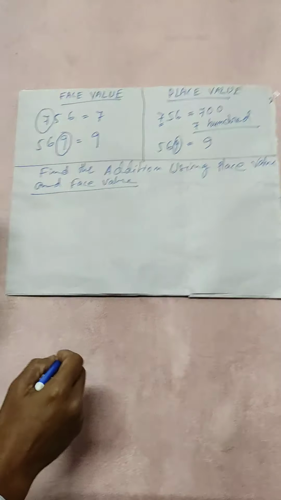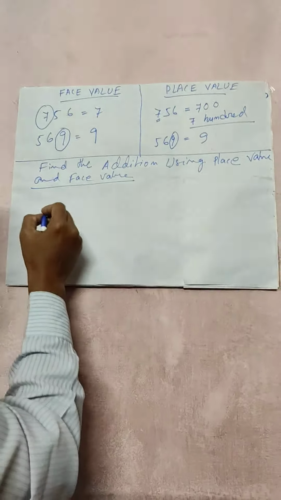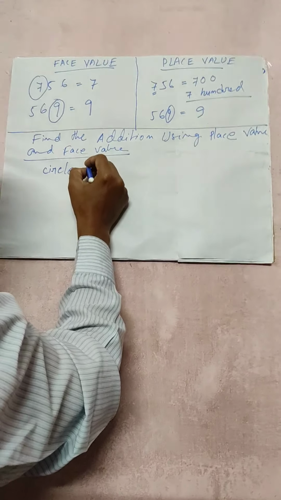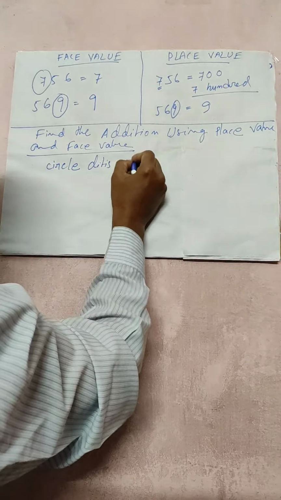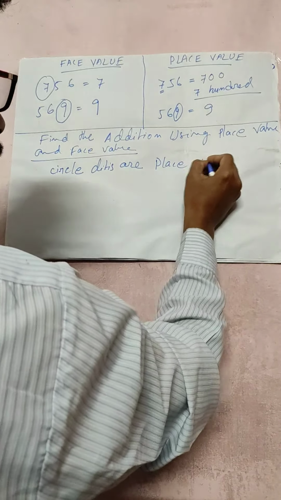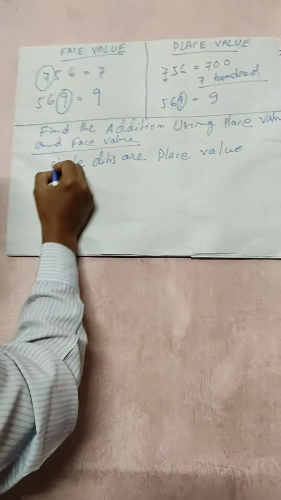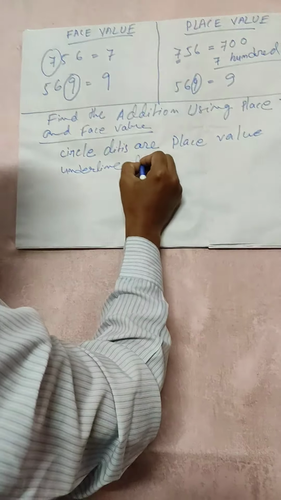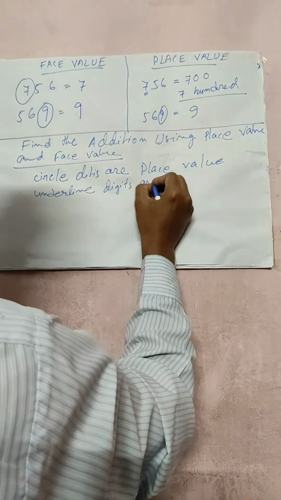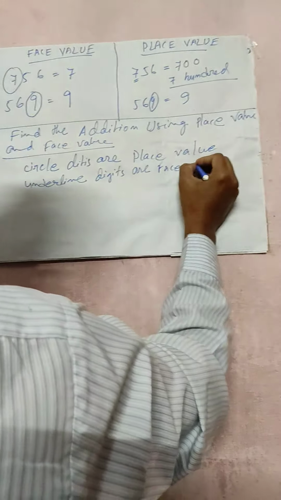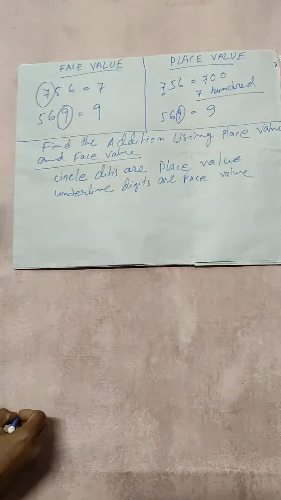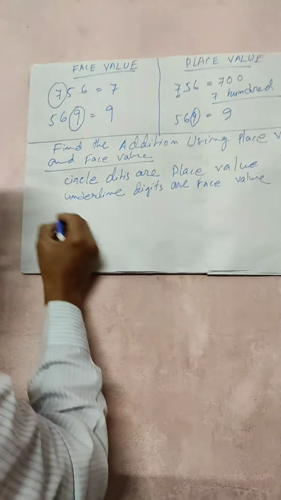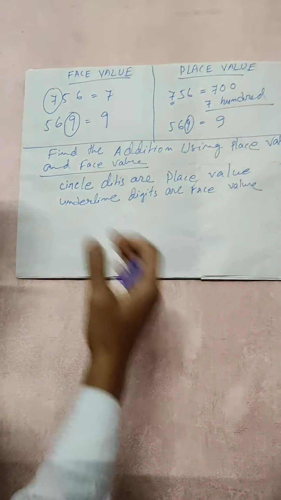So now I am giving you some numbers and marking them with a circle and underline. Circled digits are place value, underlined digits are face value. So now I will write some numbers, where circled digits are place value and underlined digits are face value. Now you have to find the addition of those.